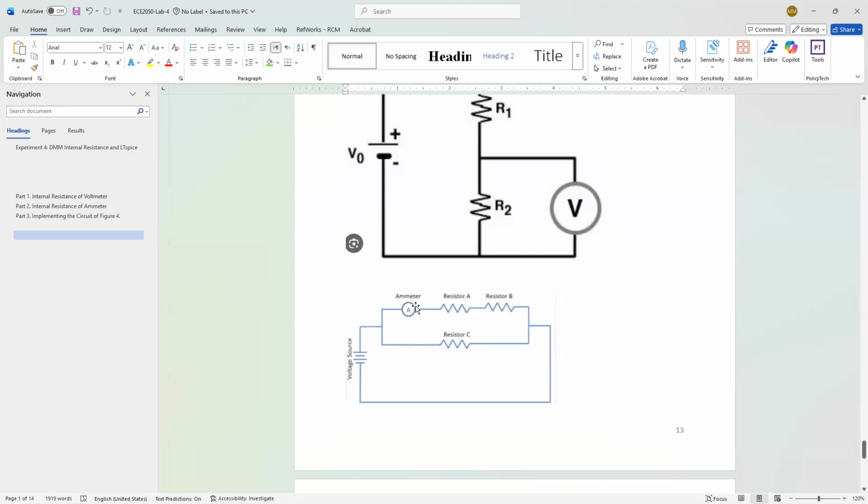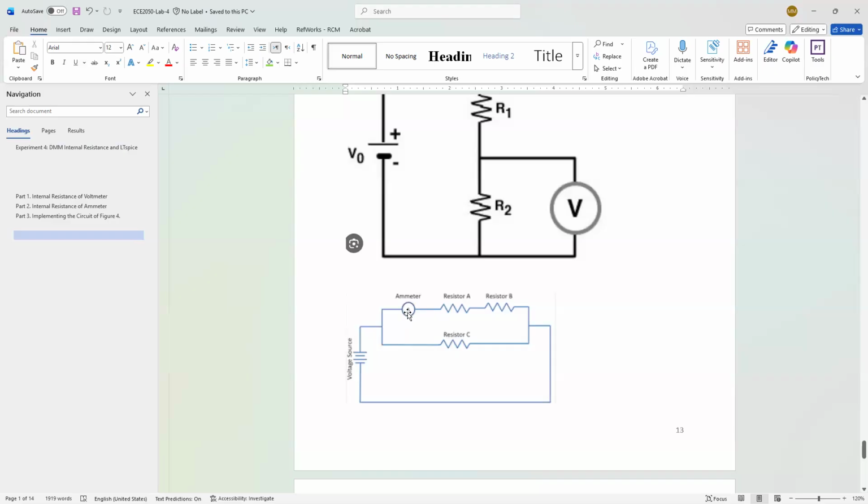However, practical ammeters have some resistance. By putting the ammeter here, I actually added one resistor to the circuit. So the current here is not going to be the same as the current in the circuit if I didn't have an ammeter. But again, this can make a small error or it can make a big error.